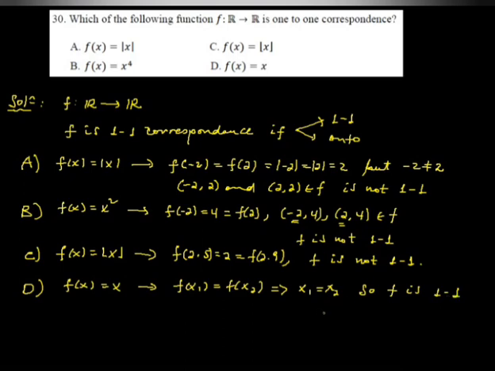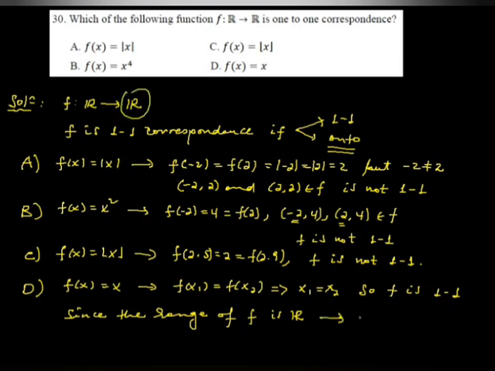Let's check the second condition. Is it onto? We need to check whether this is an onto function or not. Since the range of f is the real numbers, which is exactly the same as the second set, this implies f is onto. By definition, the function f is onto if the range of the function and the second set are the same.